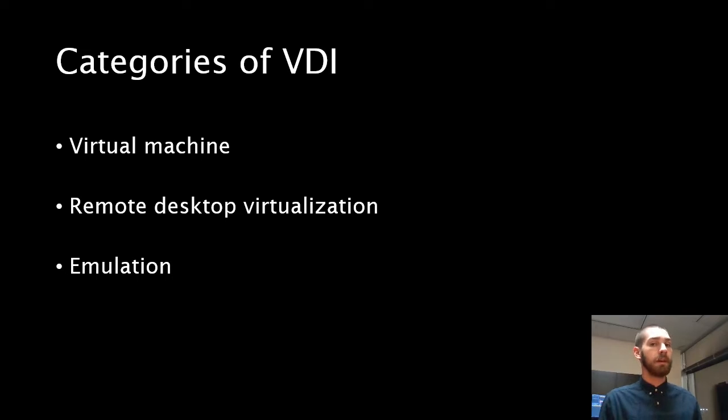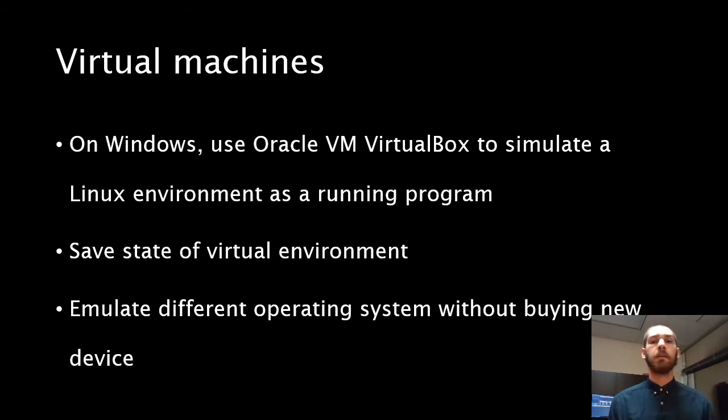I'd like to cover three different categories of the VDI concept today. There's the virtual machine, remote desktop virtualization, and emulation. Virtual machines would be software running whenever you're logged into your Windows computer, for example. Oracle, who develops Java and some database software, also develops VirtualBox and updates it often. And VirtualBox allows you to run a different operating system environment inside of your computer.